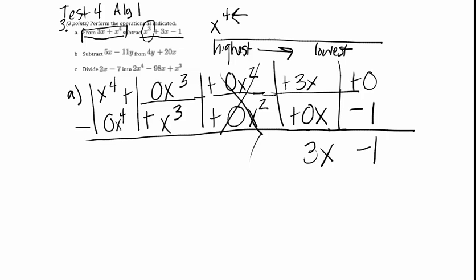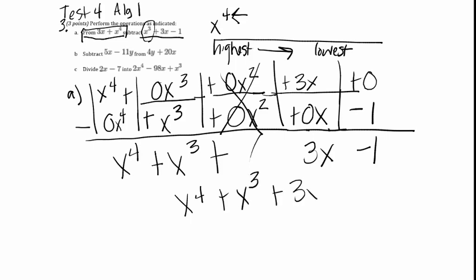Nothing plus 1 is just itself, and then since I am not really taking anything away, this stays x to the fourth. All of my signs stay the same because it's addition, so my final answer then is x to the fourth plus x cubed plus 3x minus 1.